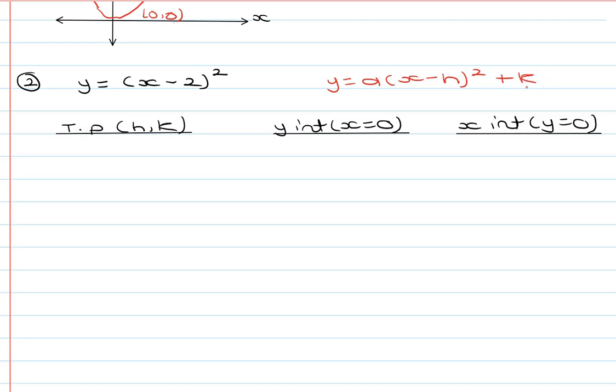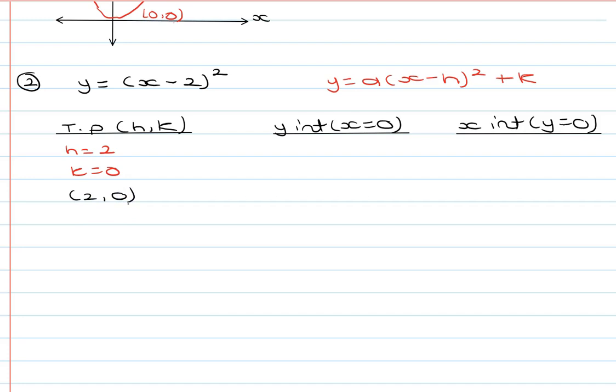So you can see the value of A is 1. So therefore it's just got the same thickness as x squared. Let's look at the value of H and the value of K. Well, H within this is 2. So H is 2, and K is 0, so therefore the turning point is at (2, 0).